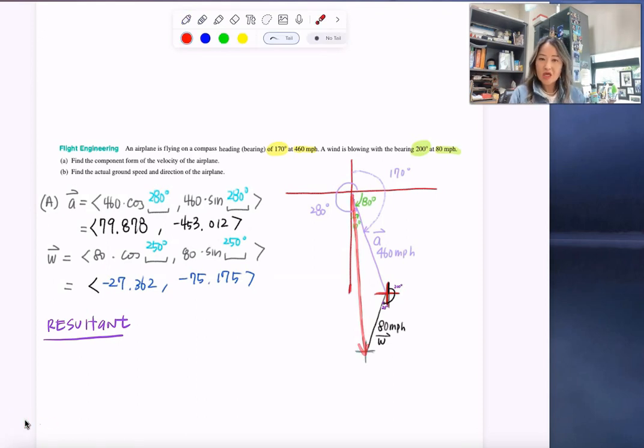Right? That resultant. So where is the airplane after it's been basically pushed by the wind? It's as easy as you think it is. It's airplane plus wind vector.